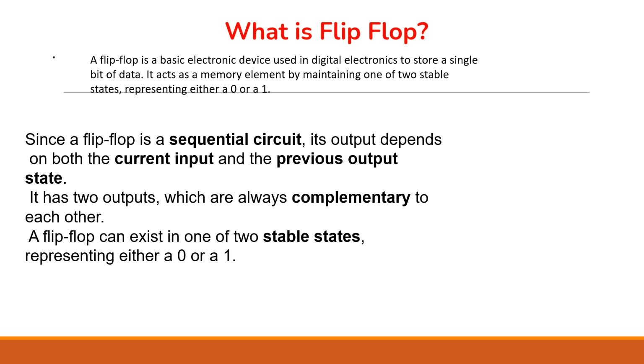What is a flip-flop? A flip-flop is a basic electronic device used in digital electronics to store a single bit of data. It acts as a memory element by maintaining one of two stable states, representing either a 0 or a 1. Since a flip-flop is a sequential circuit, its output depends on both the current input and the previous output state. It has two outputs which are always complementary to each other. A flip-flop can exist in one of two stable states representing either a 0 or a 1.